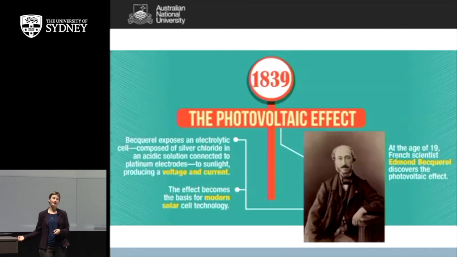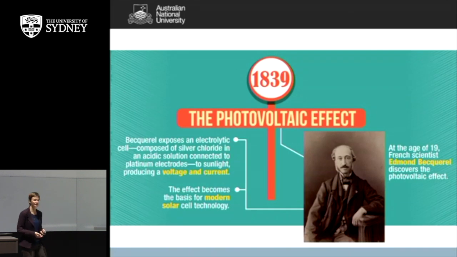So let's now go back to the beginning and learn a little bit about how this all happened and how these solar cells actually worked. So the story starts with Edmund Becquerel in 1839. He was 19 years old.